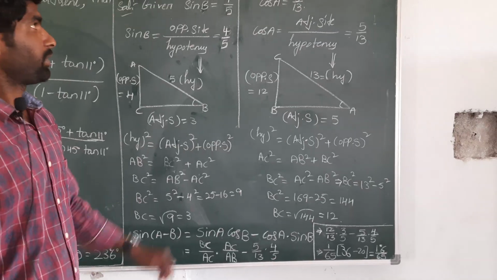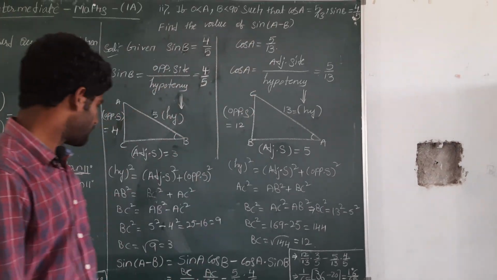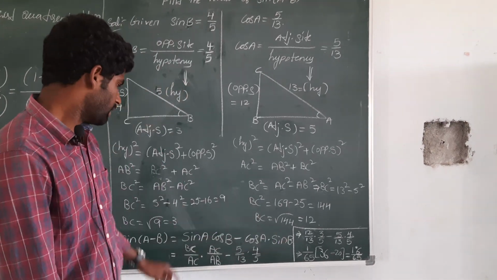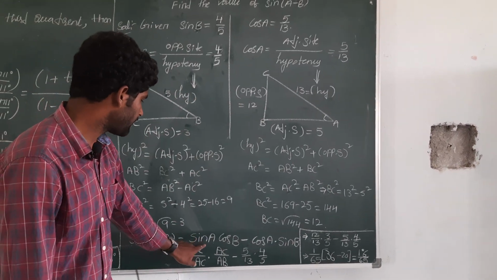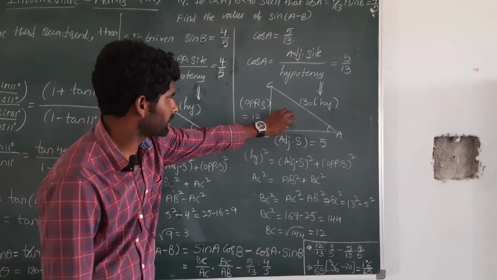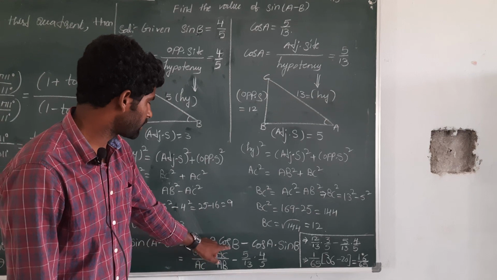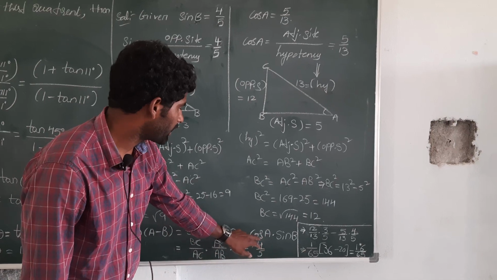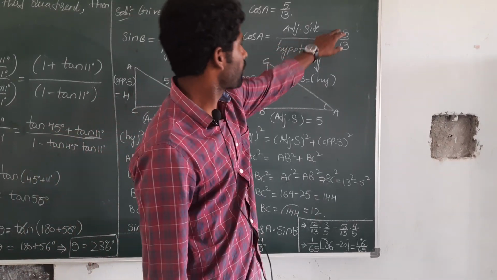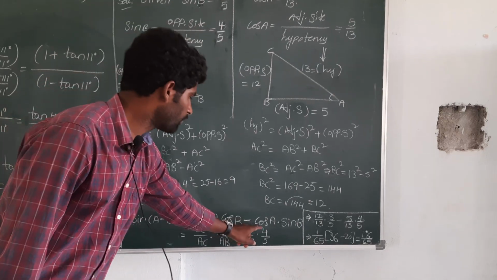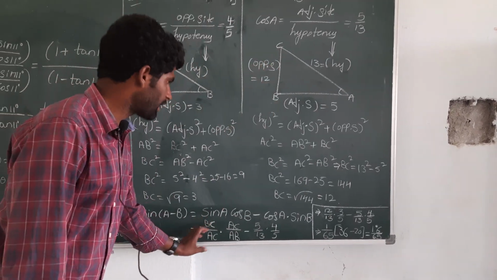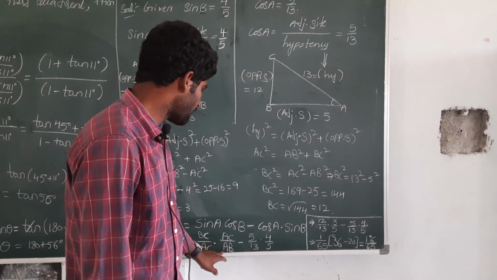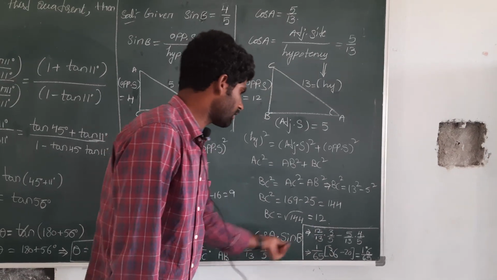In the question, we find the value of sine A minus B. Sine A minus B is equal to sine A cos B minus cos A sine B. From these two triangles, sine A is BC by AC, and from this triangle cos B is AC by AB minus, as the question already gave, cos A equals 5 by 13, sine B equals 4 by 5. From these two triangles I replace the values here. BC by AC is 12 by 13, AC by AB is 3 by 5.